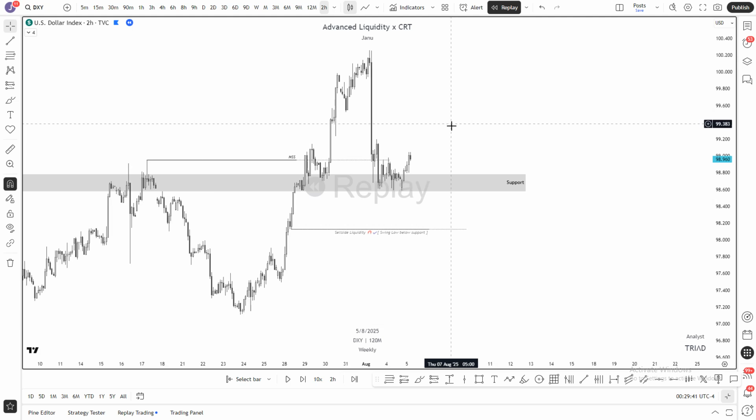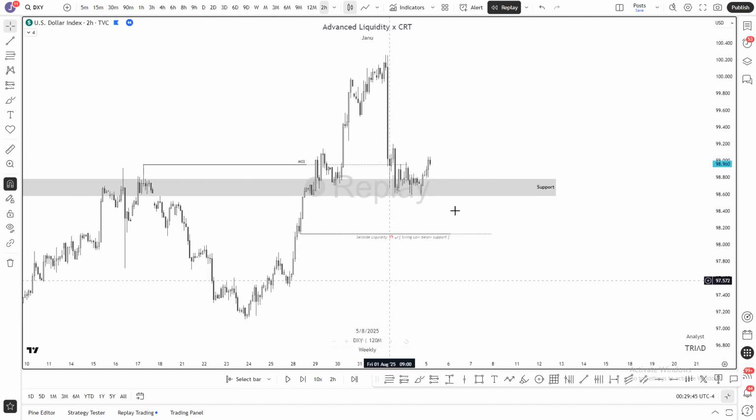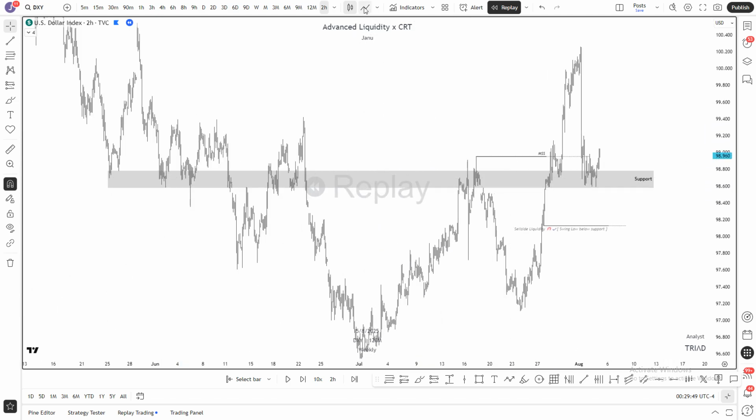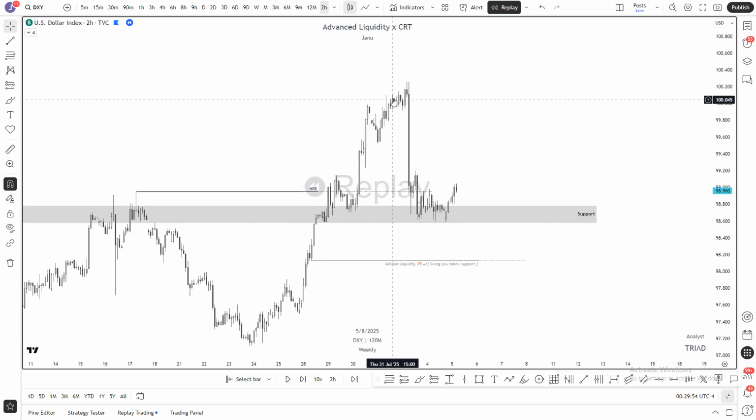If we make a list of what we just mentioned, why it's a high probability, why I stuck with the idea, let's start from the top. We have a clear area of support and resistance. You can see it here. We had a bullish market structure shift. Price returned all the way back down to support.